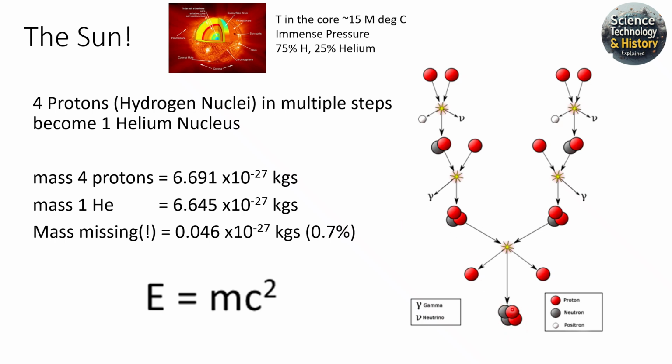This is because the helium nucleus is a more stable and more energy efficient way to store protons and neutrons compared to just having the protons by themselves. So this mass has been basically transformed into emitted energy, and we use the popular formula: energy is mc squared. All the mass that has been missed has been transformed to energy.